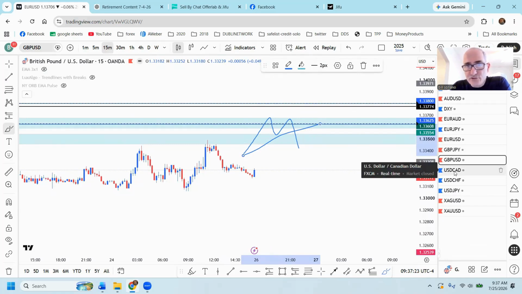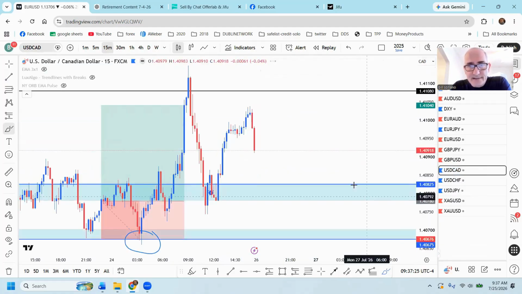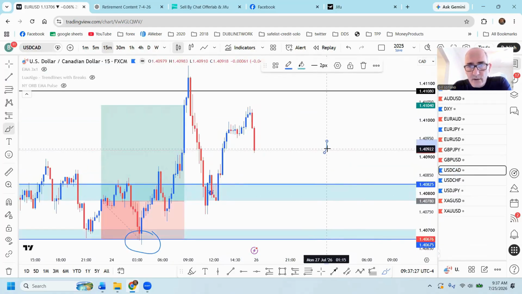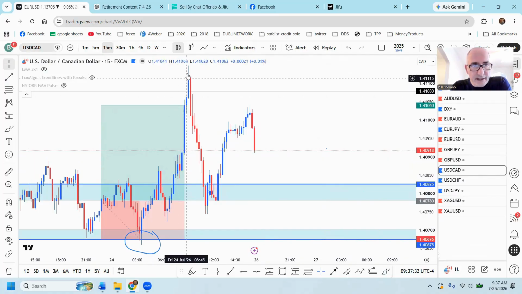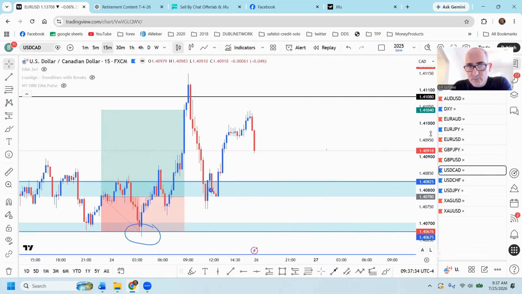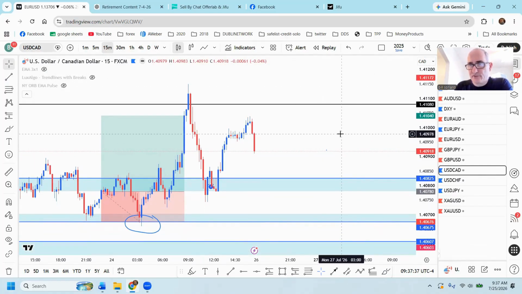Next pair I want to look at is USD CAD. I did take a trade on this as well Thursday night during the Asian session. And what's good about our trend trap trading strategy is you can use it on all three sessions. So myself, I'm in the United States, Pittsburgh, PA. So I trade the New York session and then the Asian session. Now the London session, obviously, I'm asleep for.